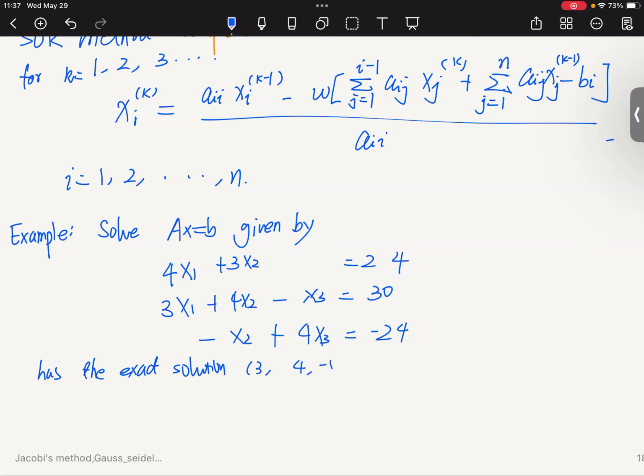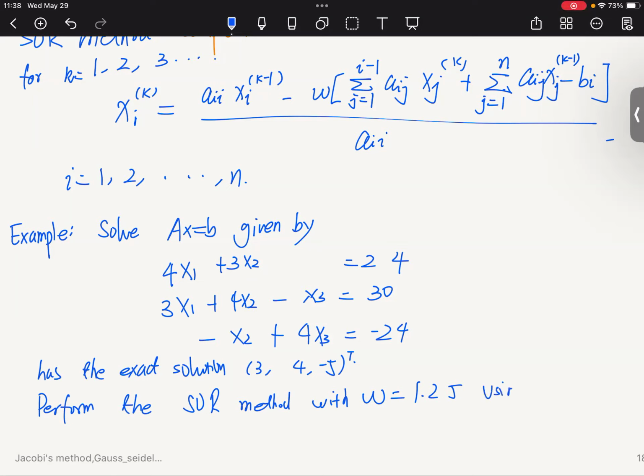Three, 4, negative 5. But let's perform the SOR method with omega equals 1.25. It's between the range 1 and 2, and it's okay. We can say this method is convergent because it's below the value 2.